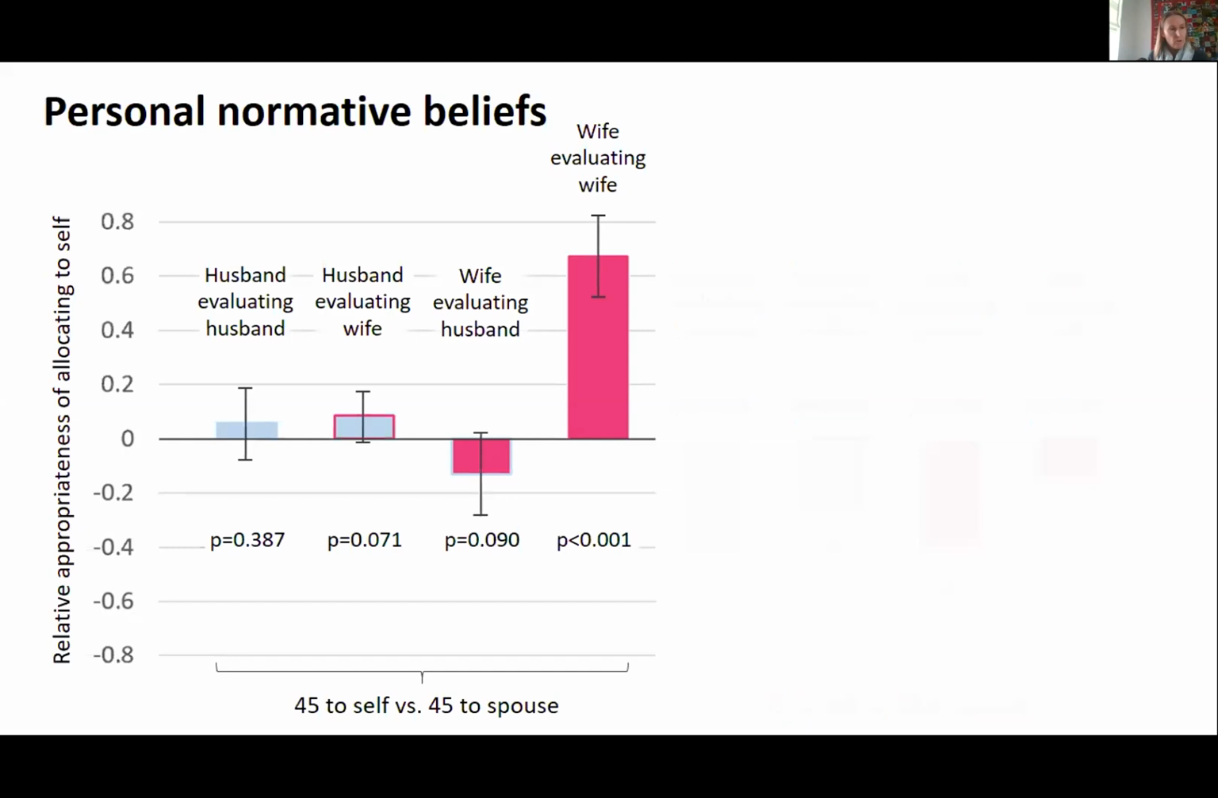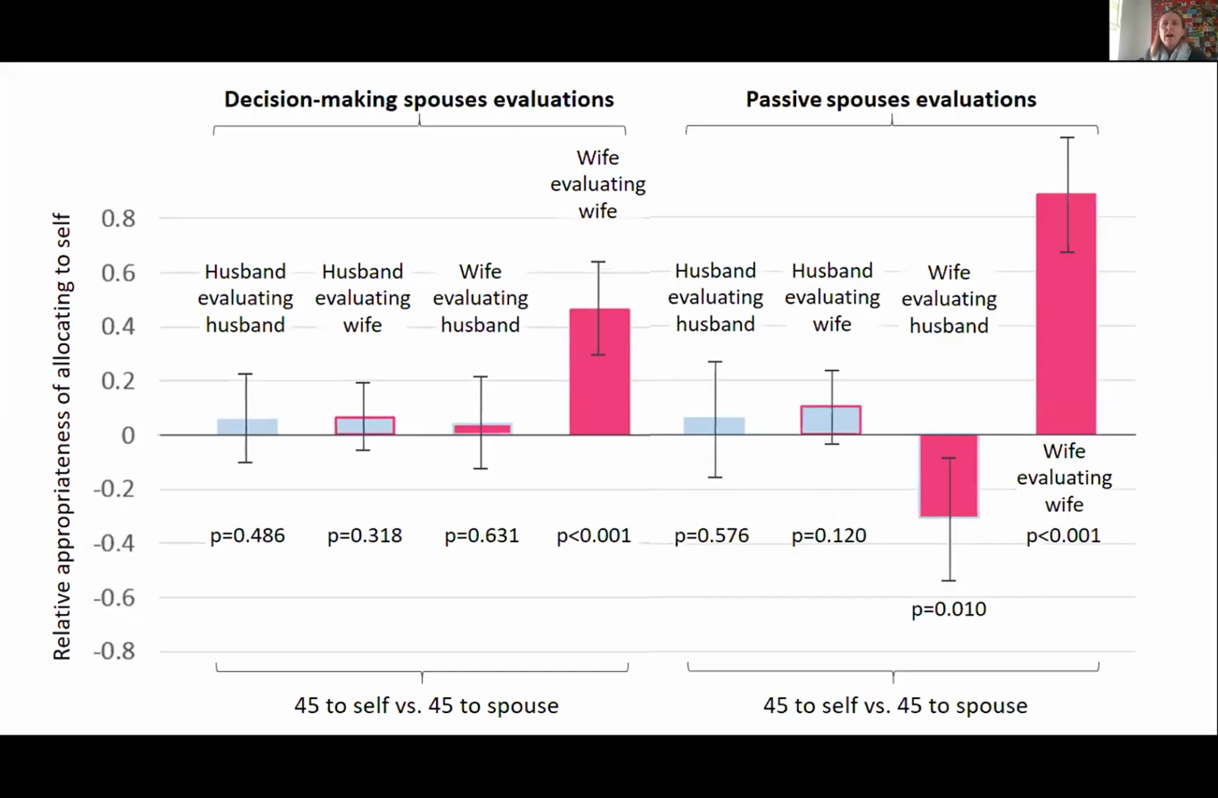We're now going to focus on the evaluation of the 45 to self versus 45 to spouse evaluations. The reason we're doing this is that for each decision maker, they have their own evaluations and also the evaluations made by their spouses. So here I'm showing you the decision-making spouses' evaluations on the left and the passive spouses' evaluations on the right. There is a significant difference here. In particular, the passive spouses are even more opinionated.